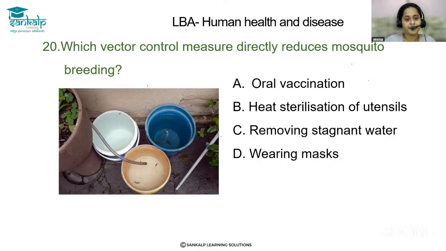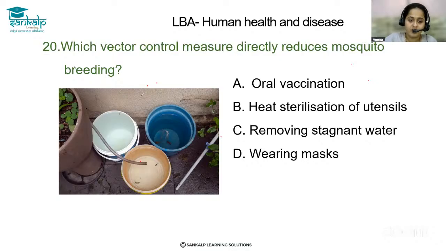Let's solve question 20. Which vector control measure directly reduces mosquito breeding? Dear students, in the image itself you can conclude the answer. What are you seeing in the image? There is stagnant water. If there is stagnant water, the breeding of mosquitoes will increase, and they multiply rapidly because of stagnant water.